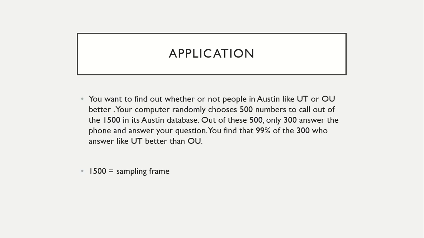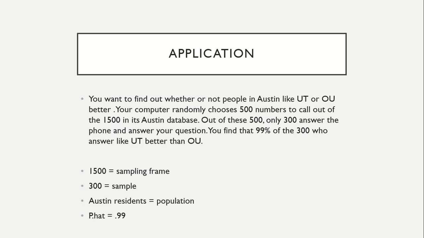So 1500 is the sampling frame because we have 1500 numbers from which we are randomly calling. 300 is the sample. I'd like to point out that I specifically worded it this way because 500 are chosen, but only 300 answer. So those 500 aren't the sample because they didn't answer the phone, so we can't ask our survey question. Austin residents are the population because we're attempting to find out what the preferences of people in Austin are in regard to OU. We want the information about them.